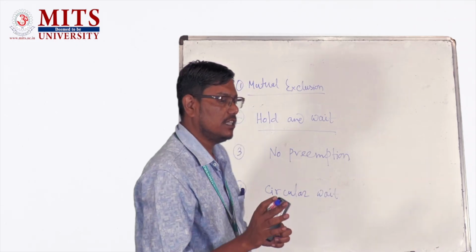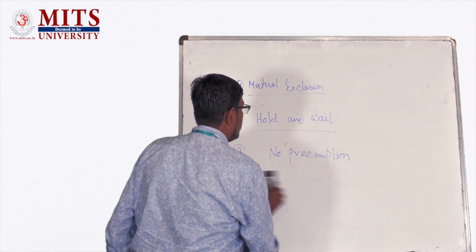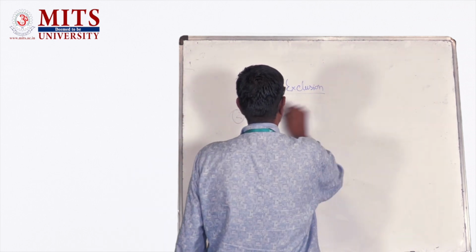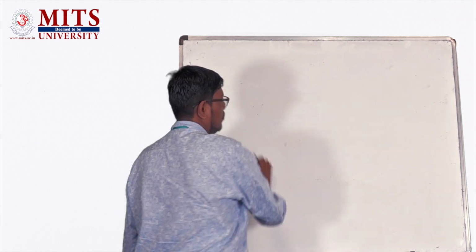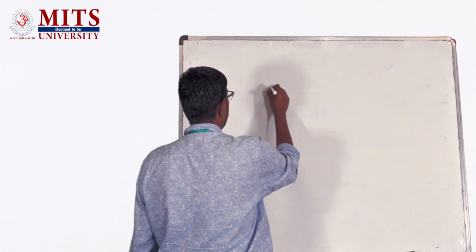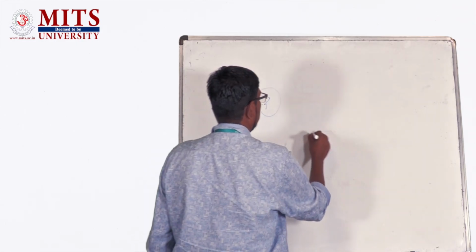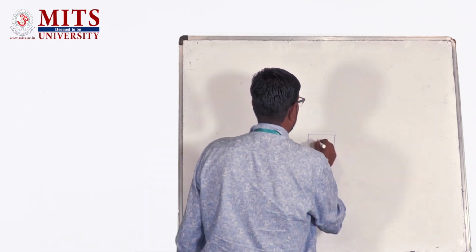Now we just take a glance with a graph. We use a graph, that is the resource allocation graph. How do we create this graph? Here we denote a circle for the process and a square for the resource.